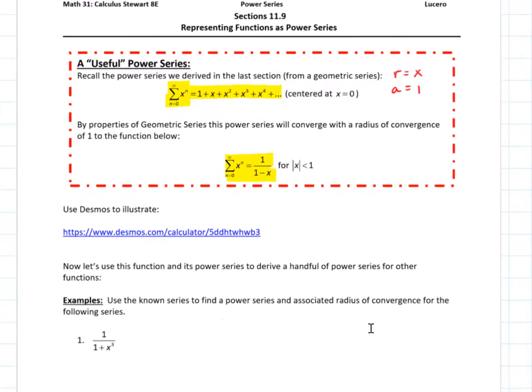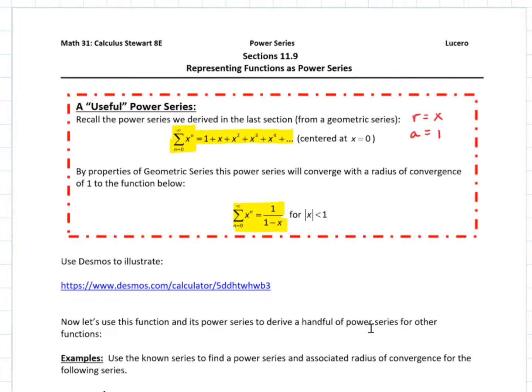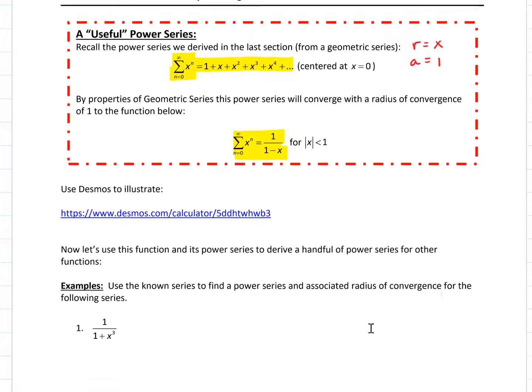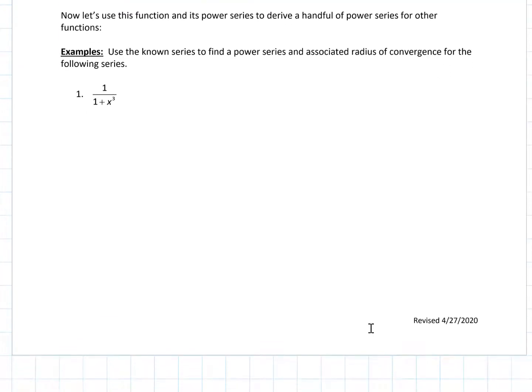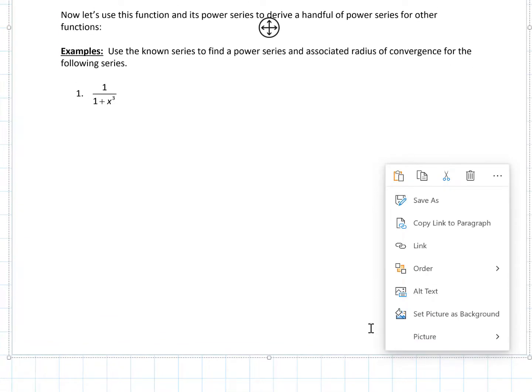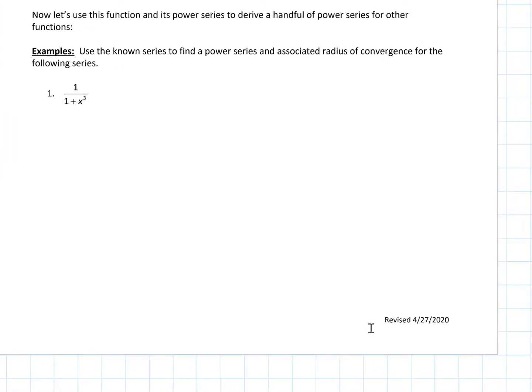I'm going to zoom in here so that we have larger text. And what we want to do now is take that power series, x to the n, which we know models 1 over 1 minus x, and we're just going to manipulate it and use it to derive a handful of other power series for some other functions. Okay? So the functions we're going to look at are going to be pretty specific. They're going to be tied or able to be connected in some way to that original one.